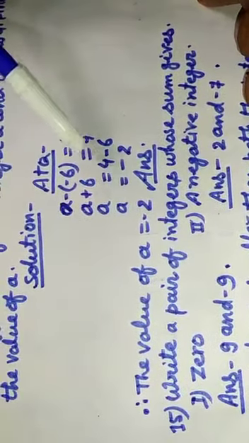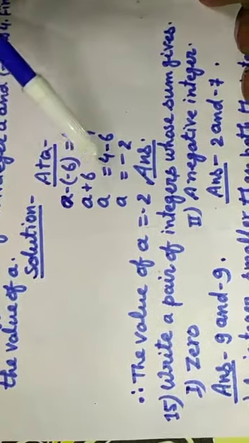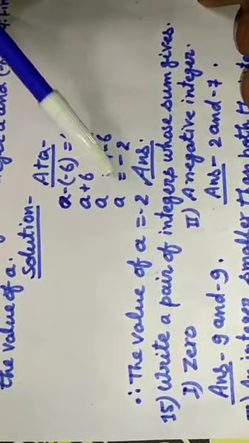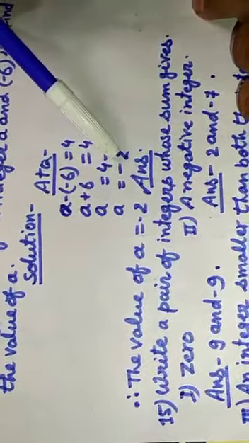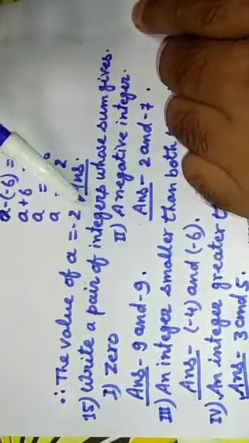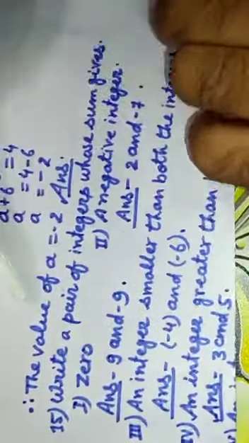A is equal to 4 and plus 6 will transpose here and it will be minus 6. Therefore, a is equal to 4 minus 6 is equal to minus 2. Therefore, the value of a is equal to minus 2 and it is your answer.